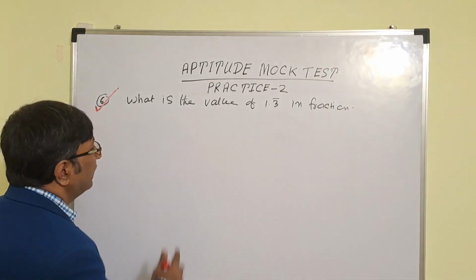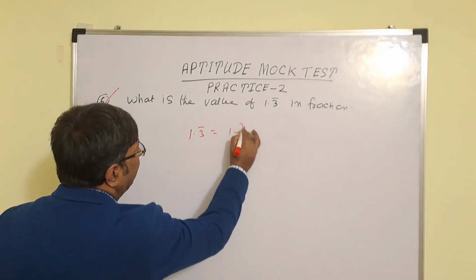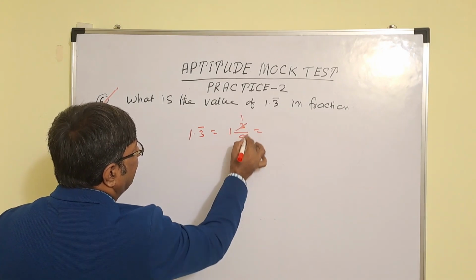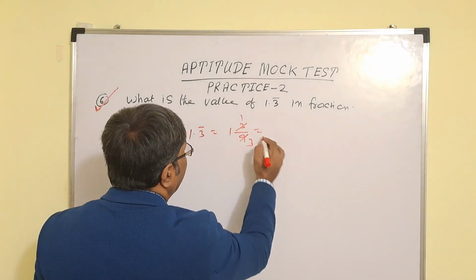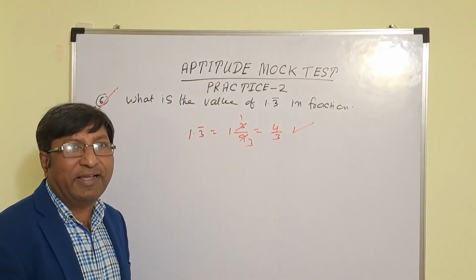Now see how. So this is 1.3 bar. So 1 and 3 by 9. This 3 and 9 cancel. So 1 and 1 by 3, we can write what? 4 by 3. So this is the right answer.